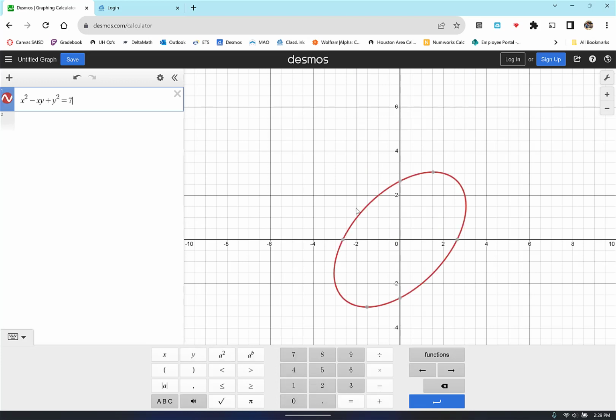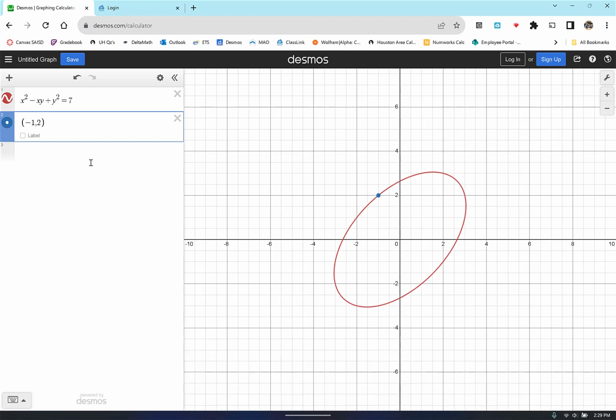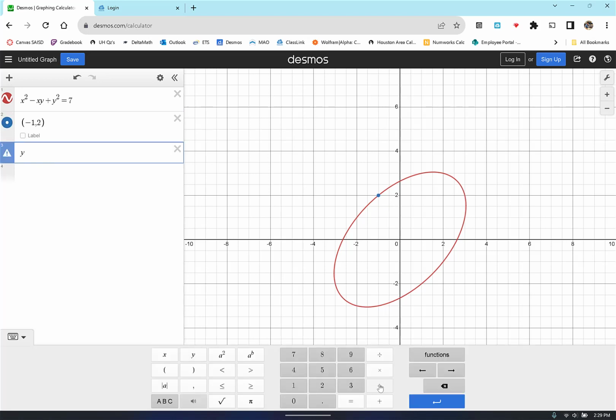Here's my ellipse. Sorry, it's an ellipse. It's nice. All right, give me my tangent. Oh, give me my point first. Negative 1, 2. So there's my point. Can you guys see the point? All right, now my tangent: y minus 2 equals 4/5 times x plus 1. Yep, that definitely looks like a tangent. Look at that. Give me my normal.